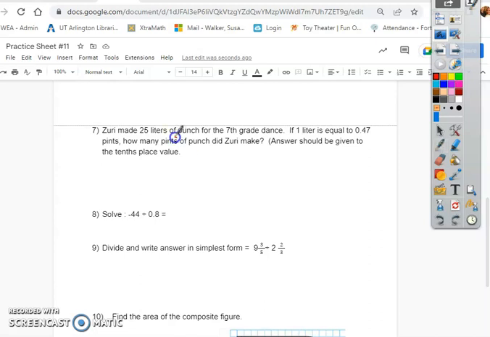So we want to know pints. What we know is that we have 25 liters. That's our given. Okay? I don't want liters though, I want pints. So where does liters go? Liters go down. Pints go up. So 1 liter is 0.47 pints.